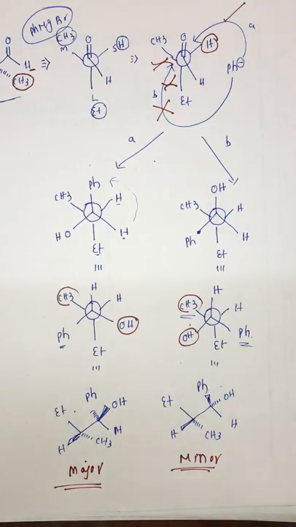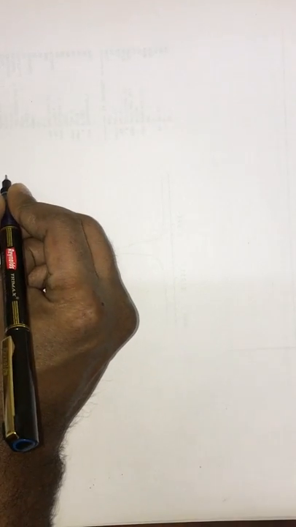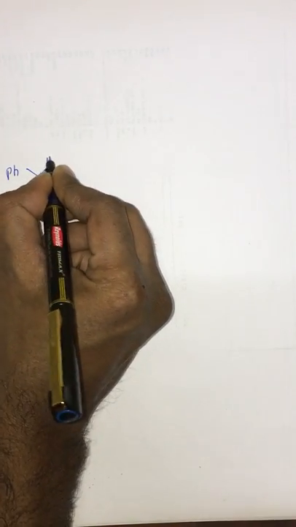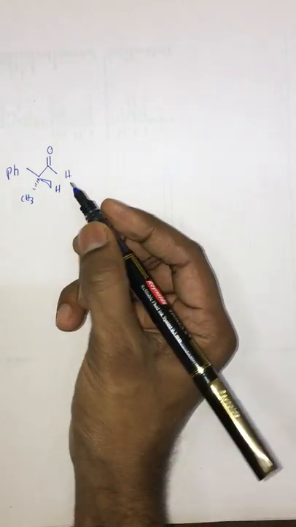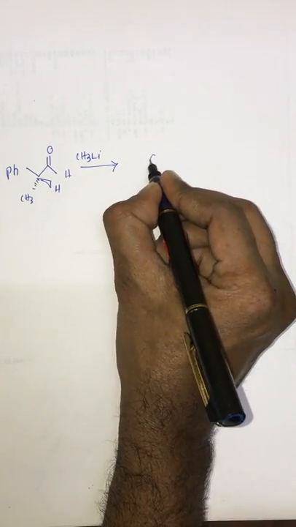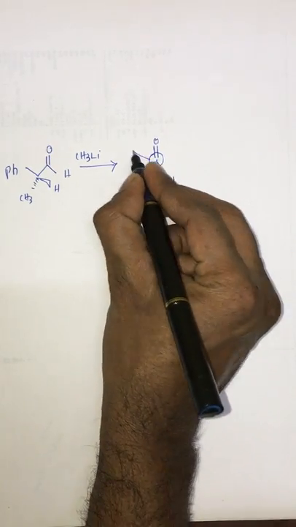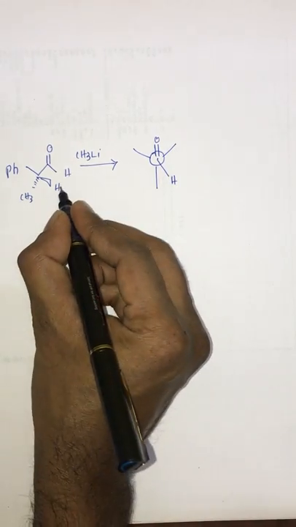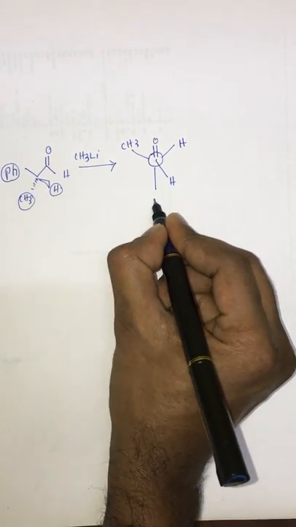I will take a few more examples here. So this is clear, right? Here we have another example, Ph, methyl group and hydrogen. We have treated with methyl lithium. So here also it is the same. I am not writing two paths, I am writing only one path. This is hydrogen, the large group, medium group and small group. So here the small group is hydrogen, the medium group is methyl and the large group is phenyl.